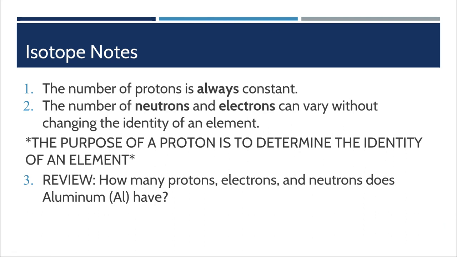So let's do a quick review. How many protons, electrons, and neutrons does aluminum have? I'm going to give you a moment to find aluminum. With protons, you should have gotten 13, right? Electrons is 13, because protons and electrons go together. And then for your neutrons, you take the mass number of aluminum, subtract your number of protons, and then you get your number of neutrons.